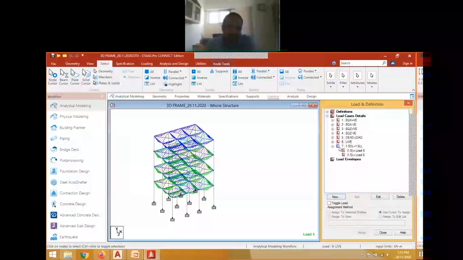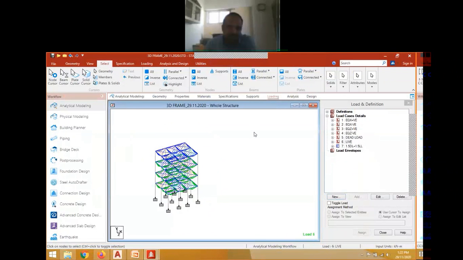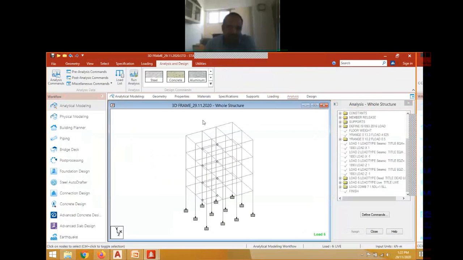Now here you can see the difference. Here L is written, and here you can see C is written. C means a combination, and all others are load cases. These are primary load cases. This is a combination. That's it. So you are done with your modeling with seismic load generation and the load combination.